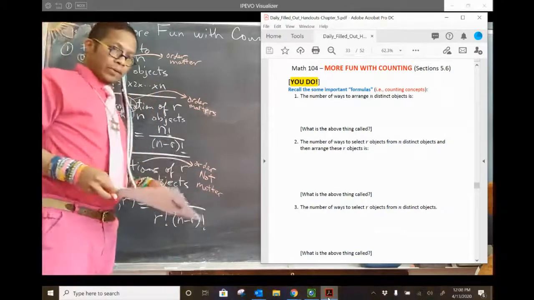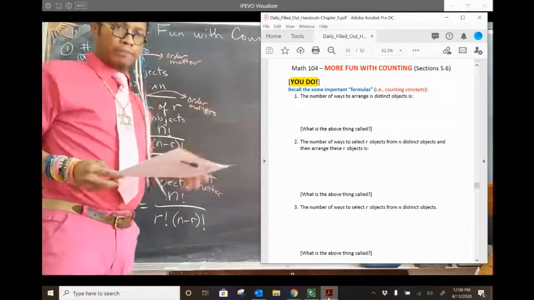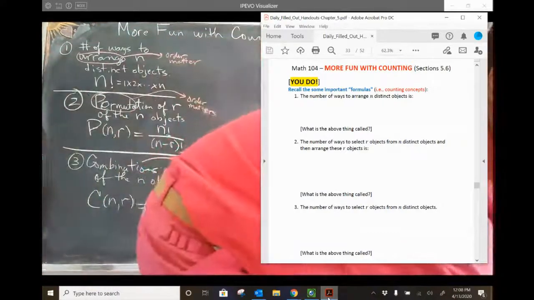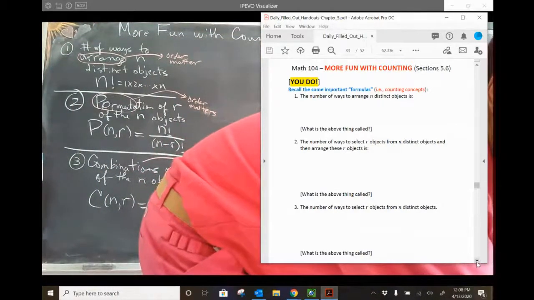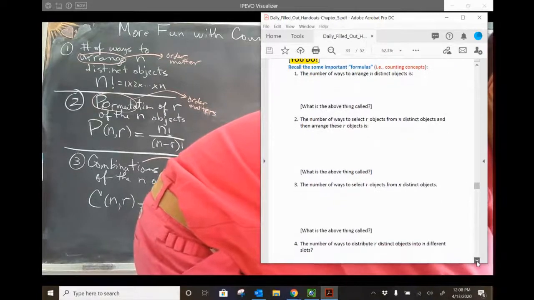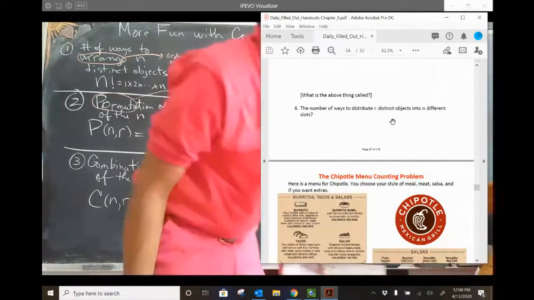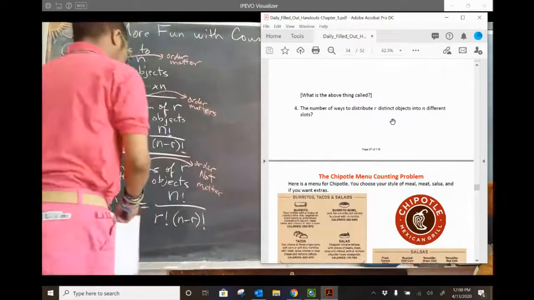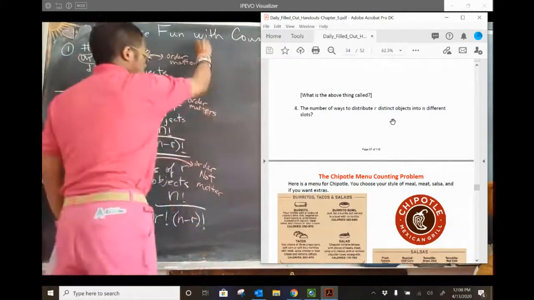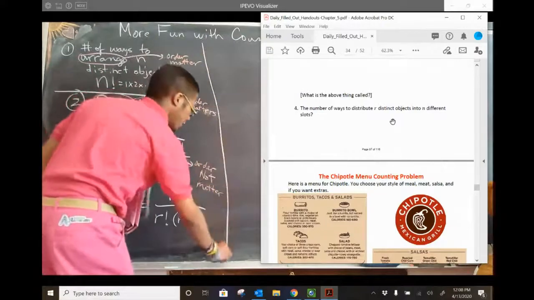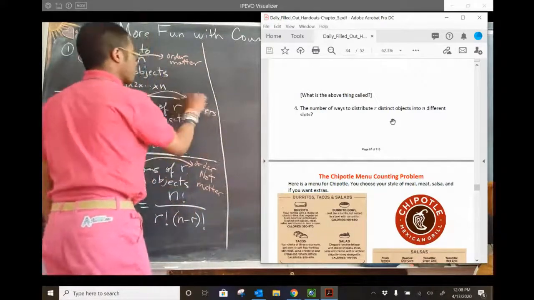But then this last question, number 4 down here on the bottom of this PDF, is saying the number of ways to distribute r distinct objects into n different slots. We've been using that a lot. It's not a formula that we really gave. It's a common sense thing.